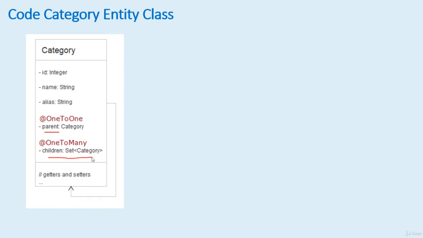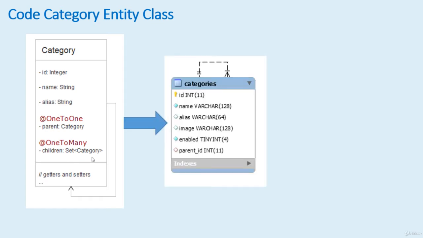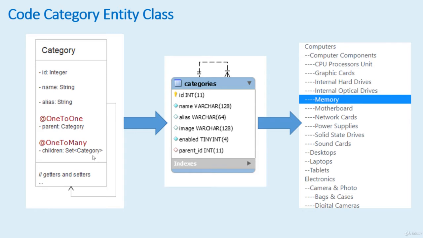And because we are using hybrid forward engineering, from the entity class, it will generate the corresponding table in the database with the corresponding columns. And then we will be able to store the category information in a hierarchical structure like this. As you can see here, we have the categories CPU processor unit, graphic cards, internal hard drives, all have the parent computer components, which has the parent computers. And similarly, the electronics category has a subcategory camera and photo, which has subcategories boxes and cases and digital cameras.